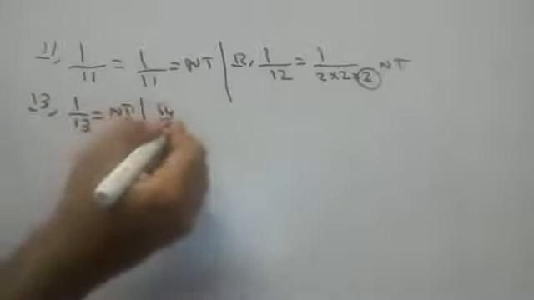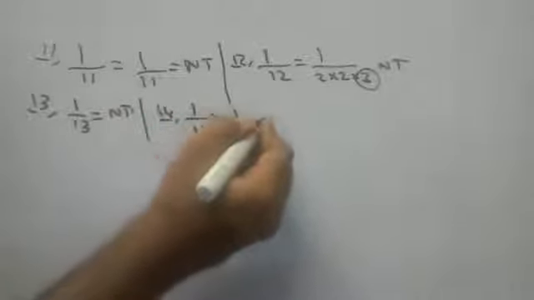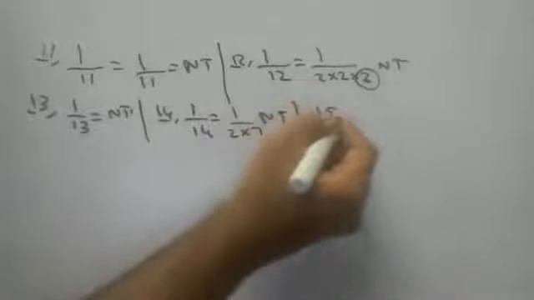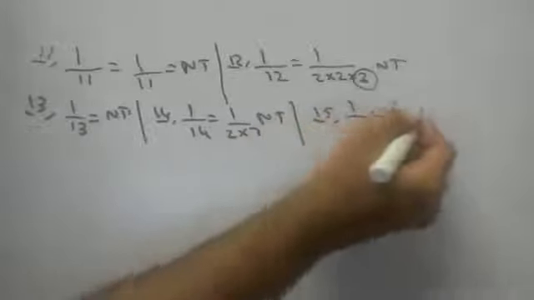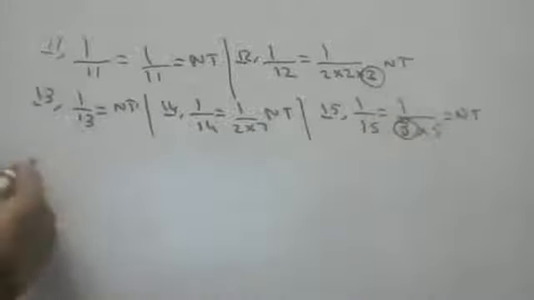Okay, 1 by 14. 14 means 2 into 7, non-terminating. Okay, children, 1 by 15. Please listen, children. All of you should listen. 3 into 5. 3 is there, so non-terminating. It won't convert into decimal.